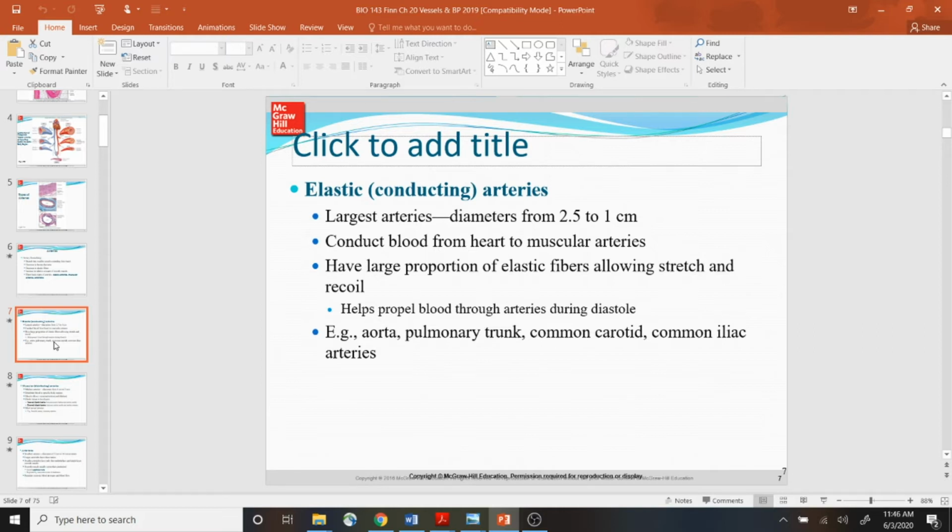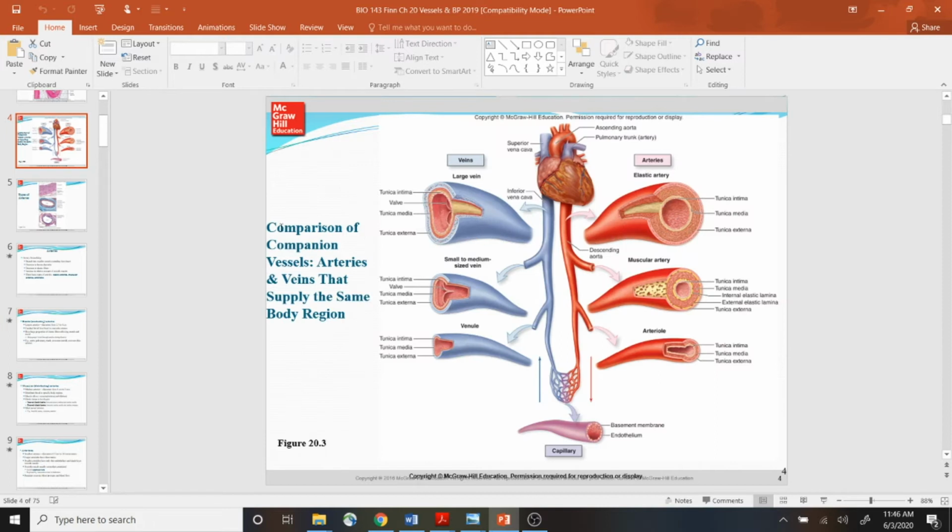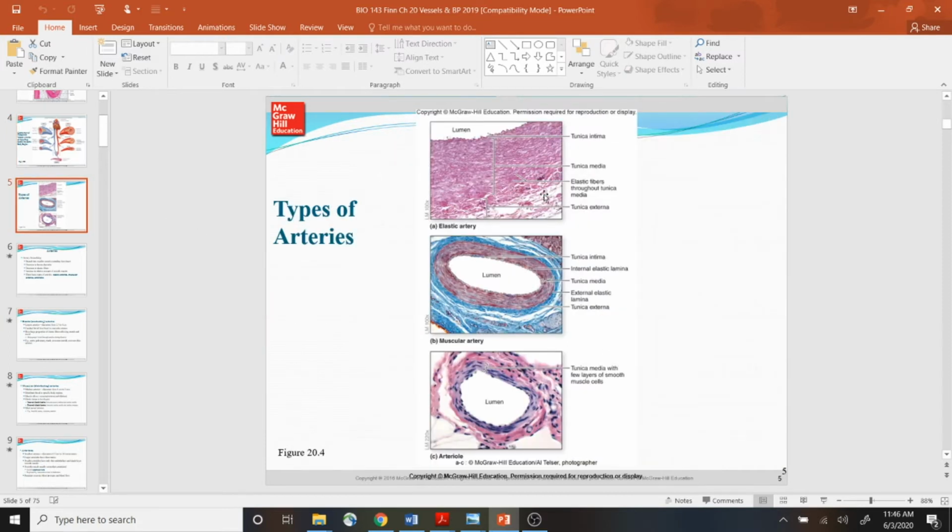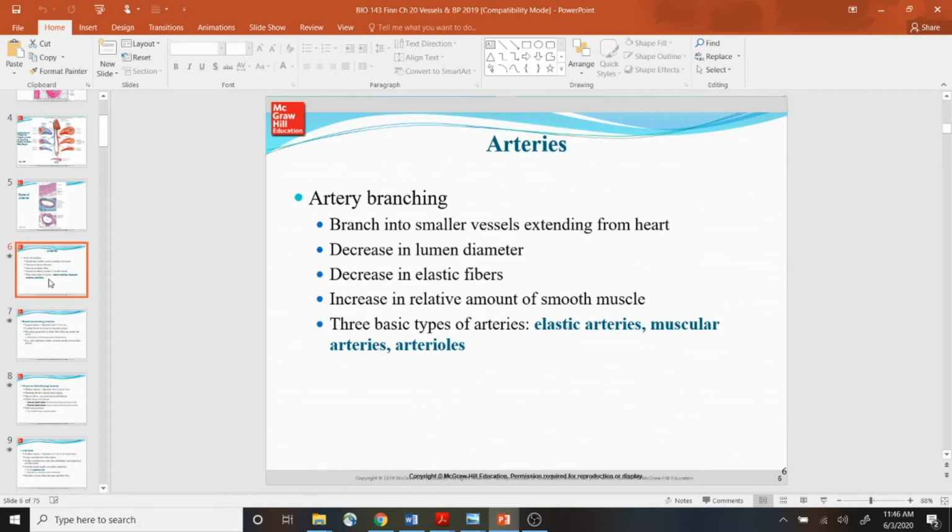Now, when you look at their makeup, they have large proportions of elastic fibers allowing stretch and recoil, and that's what we talked about. So you can see the elastic fibers throughout the tunica media. We want to withstand pressure, but we don't want the artery to stretch way too much. That would be a problem. That's called an aneurysm, and I'm going to have you watch a video on that.